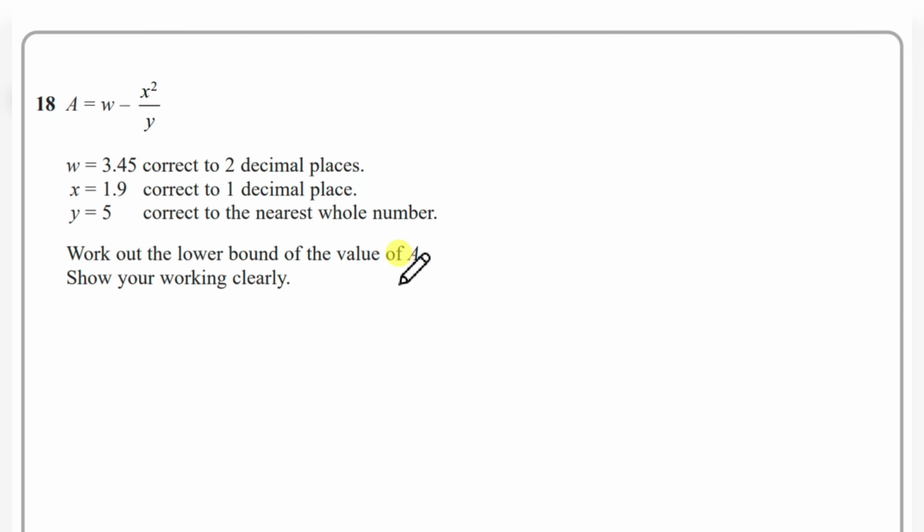Now, 18. So A equals W minus X squared over Y. So this is bounds already. They tell us that you've got three values and they're correct to certain decimal places. So what we want to do is put W, X, and Y.